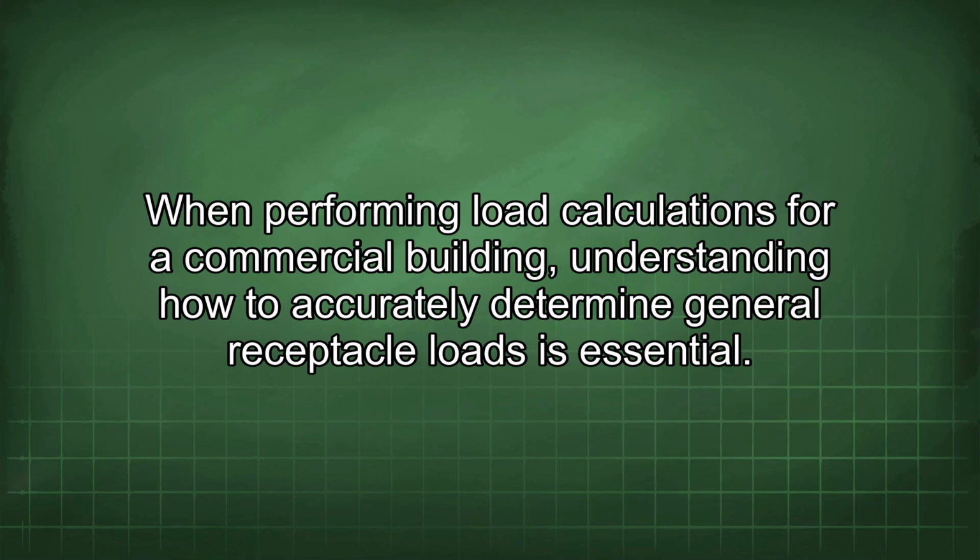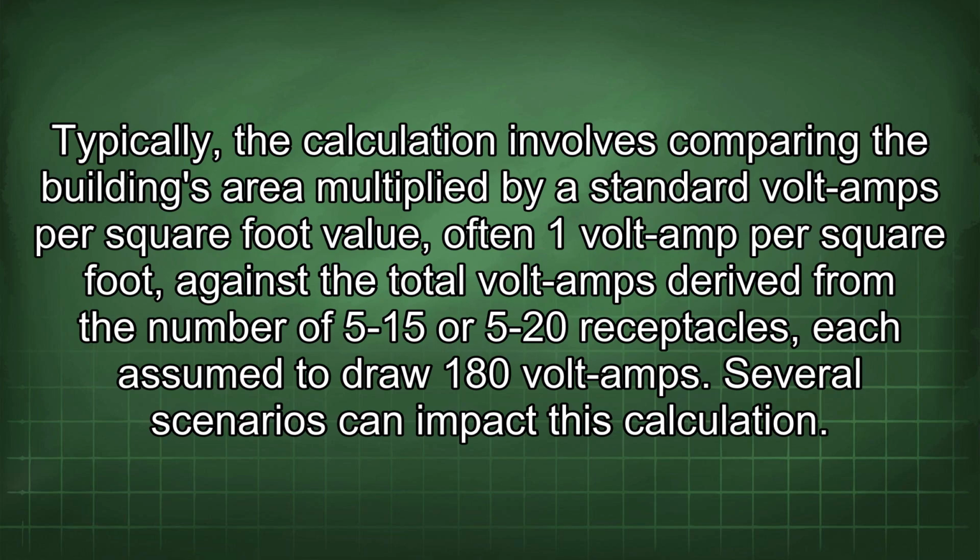When performing load calculations for a commercial building, understanding how to accurately determine general receptacle loads is essential. Typically, the calculation involves comparing the building's area multiplied by a standard volt-amps per square foot value, often 1 volt-amp per square foot, against the total volt-amps derived from the number of 5-15 or 5-20 receptacles, each assumed to draw 180 volt-amps. Several scenarios can impact this calculation.